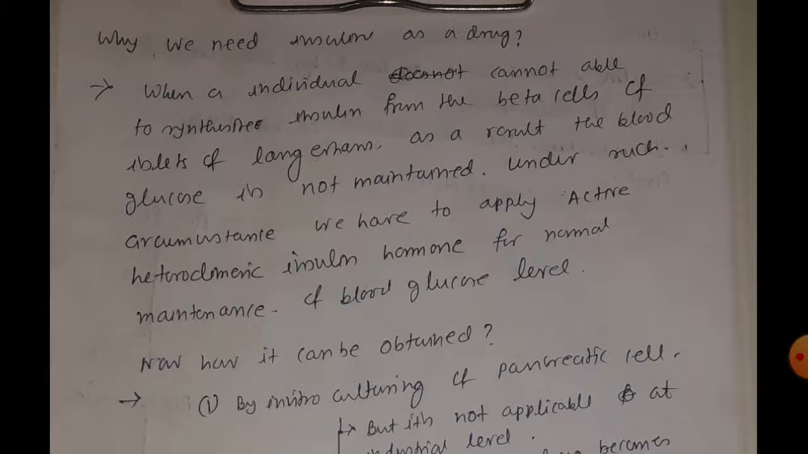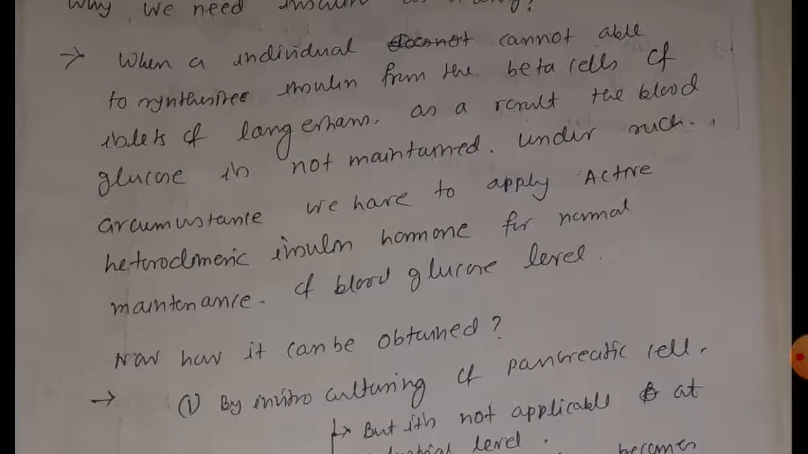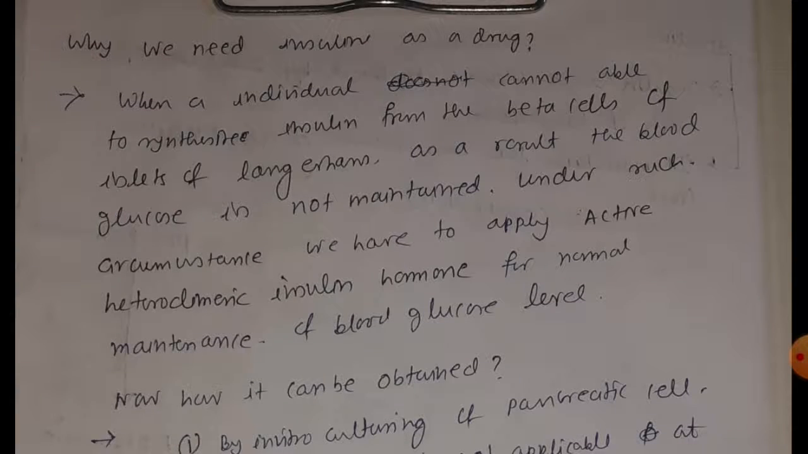Now my question is, why do we need insulin as a drug? The answer is that there are various individuals who cannot produce insulin, or who cannot produce it in sufficient amount for their body, and under such circumstances their blood glucose level is not maintained naturally. So we have to apply insulin as a drug artificially from outside, so that their blood glucose level will be maintained. What can we do under such a condition?